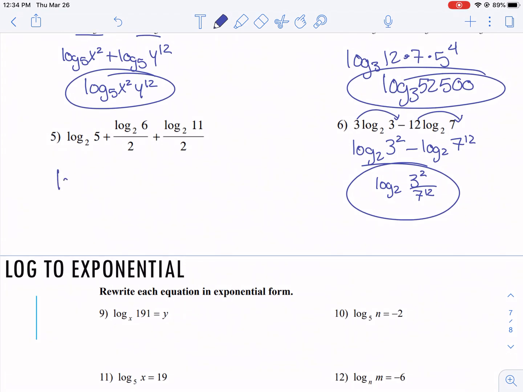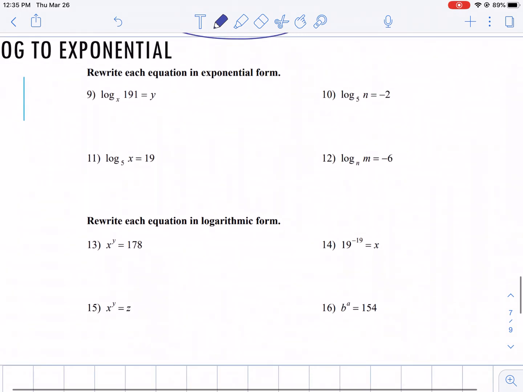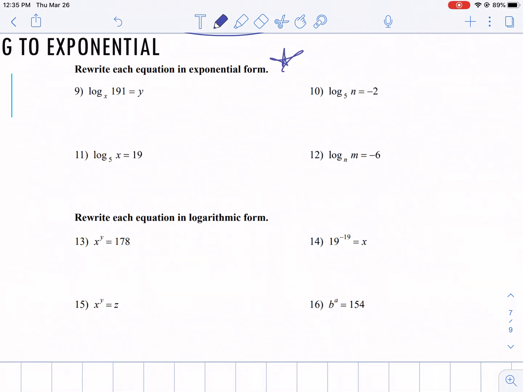And then this one here. And remember, this dividing by 2 means 1/2. And then if it's a power, if it's 6 to the 1/2, that means the square root of 6. And then here, 5 square root 6 times 11. So then that would be log base 2, 5 square root 66. Okay? All right.